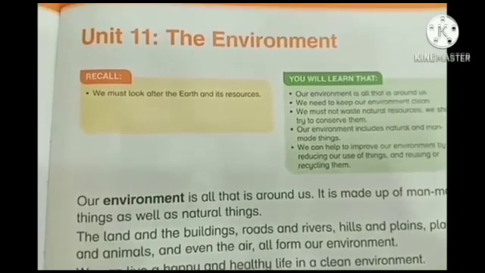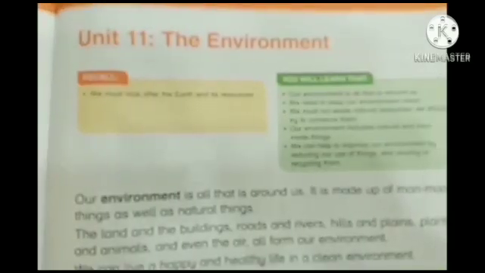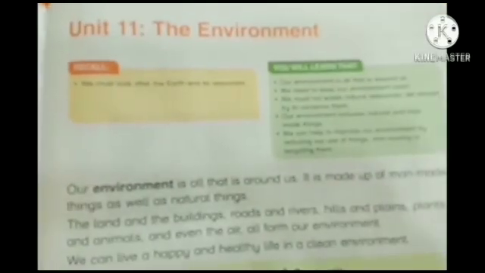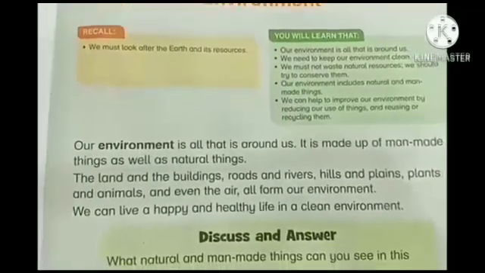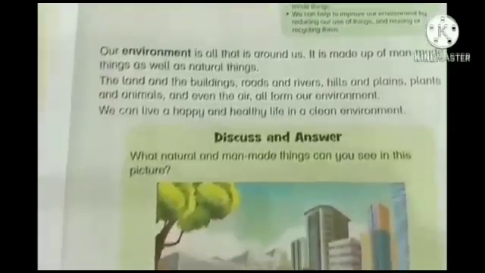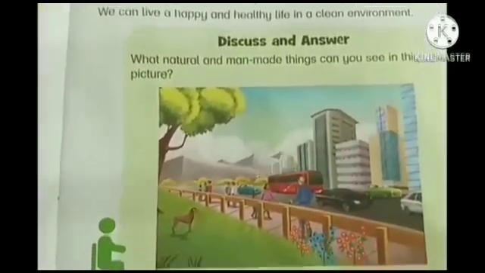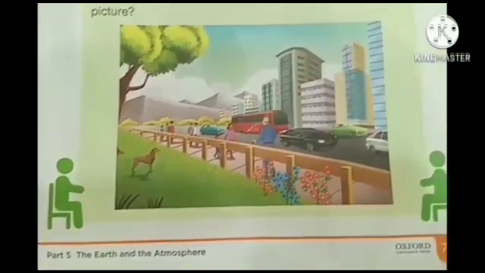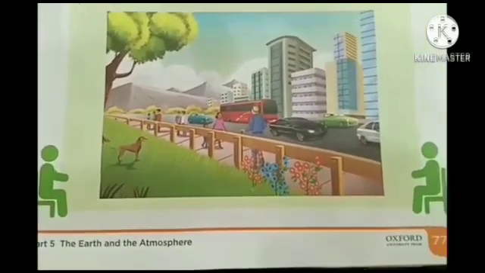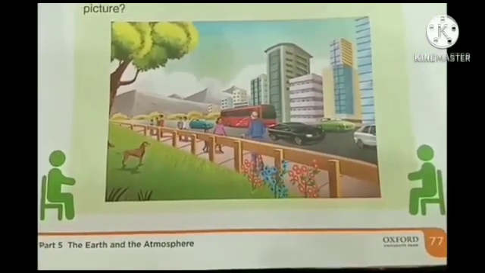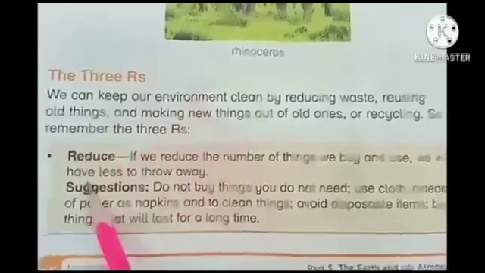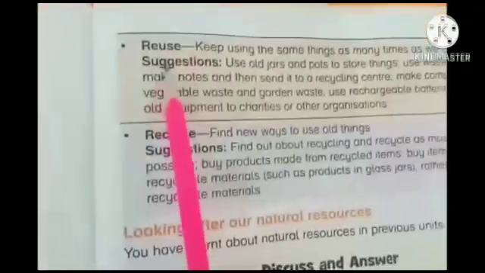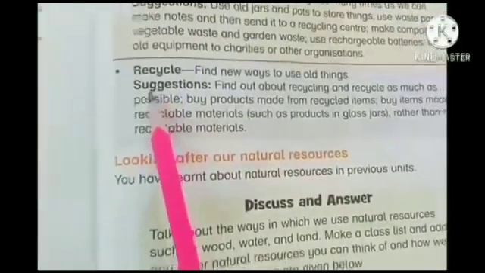We have started unit number 11, the environment. What is an environment? Environment is our surroundings and it is made up of man-made things as well as natural things. In our previous class, we read page number 77 and 78. On that page, we discussed the 3 R's: reduce, reuse and recycle.